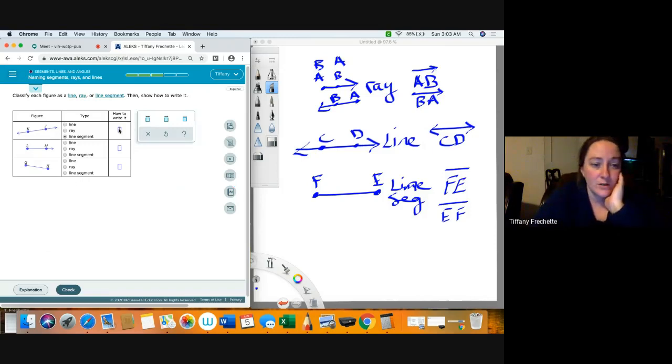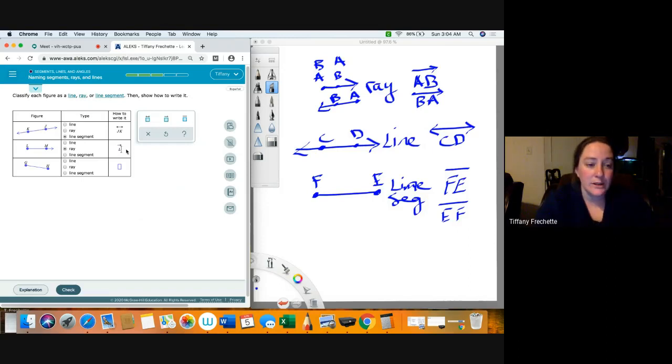Okay, so I know that it's a line. It's an arrow that goes in both directions. I'm going to go JK because I can go forward or backwards. Doesn't matter which direction I go in this one. All right, so this is a point with a line going on forever. That is a ray. So I'm going to click the ray symbol.